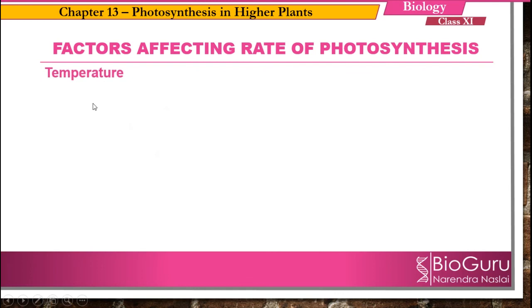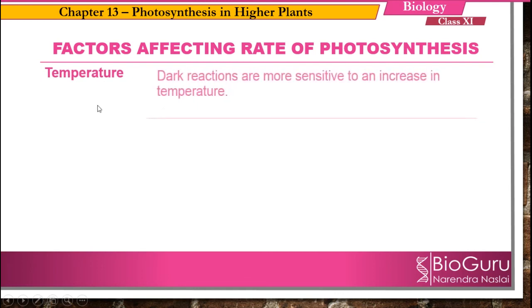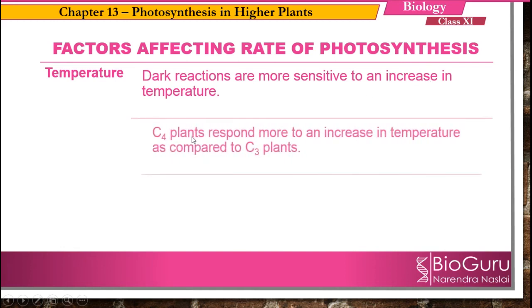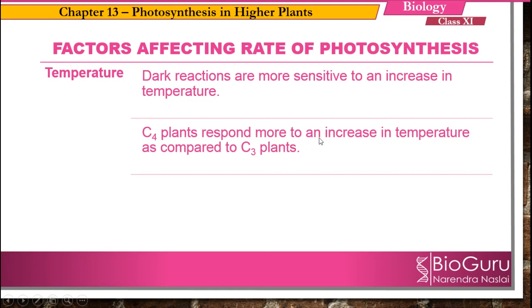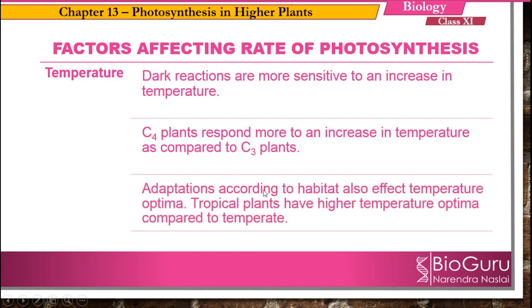Moving to the next factor, that is temperature. Dark reactions are more sensitive to an increase in temperature. C4 plants respond more to an increase in temperature as compared to C3 plants. Adaptation according to the habitat also affects temperature optima. Tropical plants have higher temperature optima compared to temperate plants.